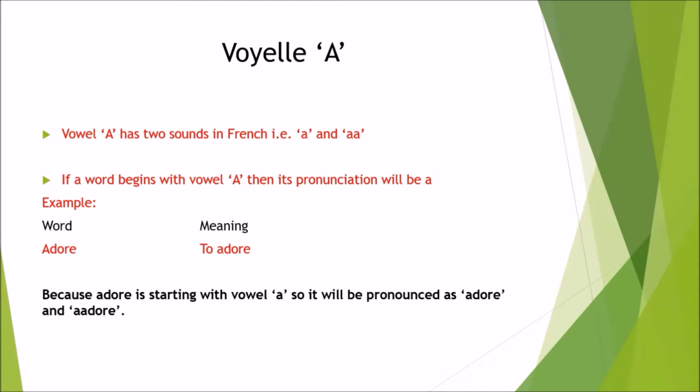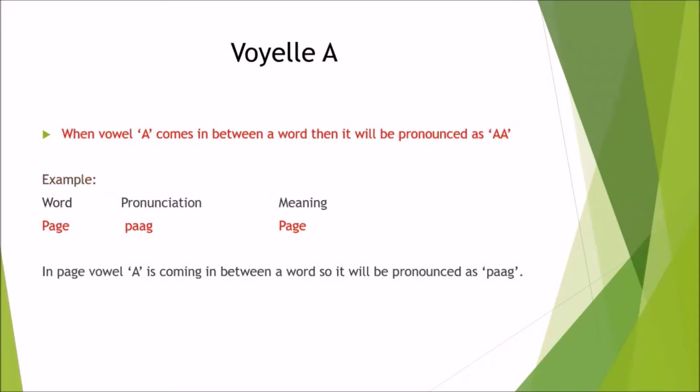For example, the word is A-D-O-R-E. So, A, the vowel is coming at the beginning. So, the pronunciation will be adore. Adore. Because adore is starting with vowel A, so it will be pronounced as adore, not adore. Adore means to adore.